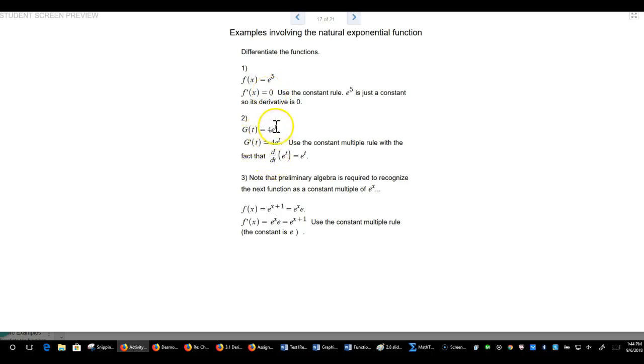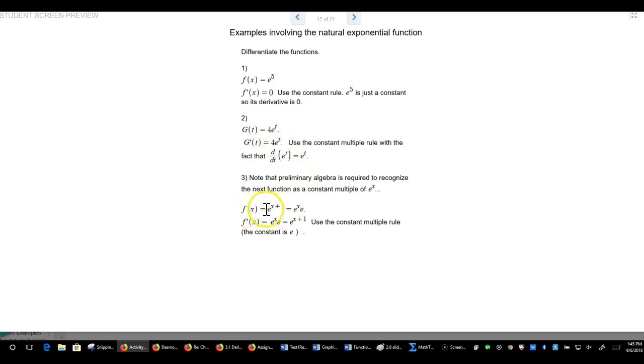G of t equals 4e to the t. I'm going to use the constant multiple rule, right? And this is 4 times the derivative of e to the t. But the derivative of e to the t is just e to the t. So this derivative is equal to the original function, 4e to the t.